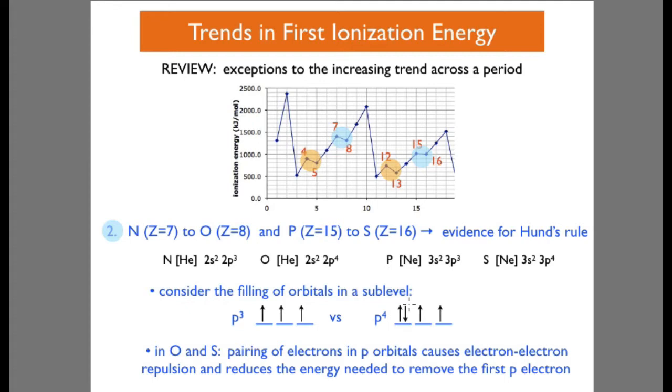In oxygen and sulfur, the pairing of electrons in the p orbital causes electron-electron repulsion, and it reduces the energy needed to remove the first p orbital. So it's easy to remove this because there's slight repulsion between these two, and so less energy is required to remove this electron compared to the first one here, which is unpaired.